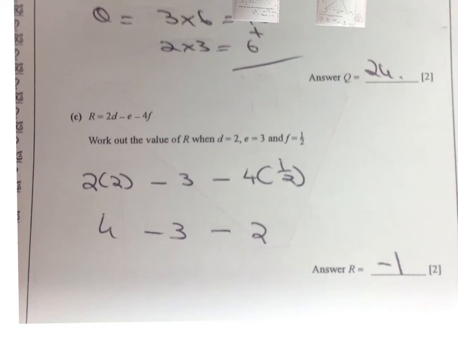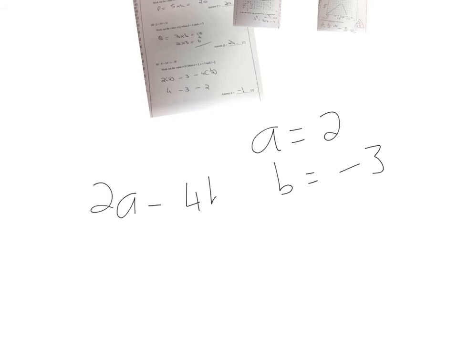I might just take this example here. I might just use this opportunity to do a similar type of question, just to make sure we're doing it correctly. Let's say A was 2 and B was minus 3. So I want to find out what 2A minus 4B is. So what you do is you do 2 times your 2. That minus is separate. Then your 4 times your minus 3.